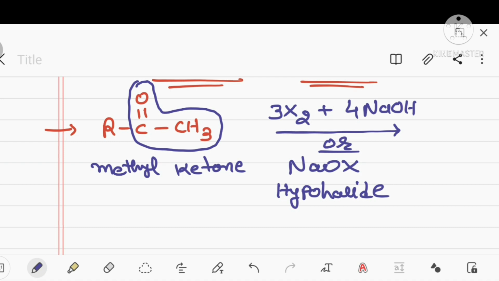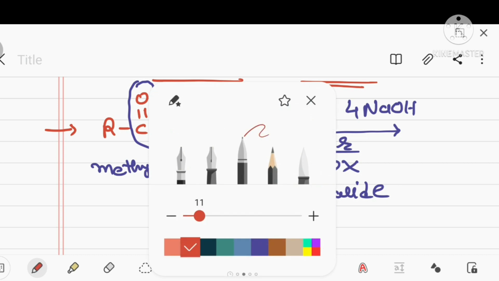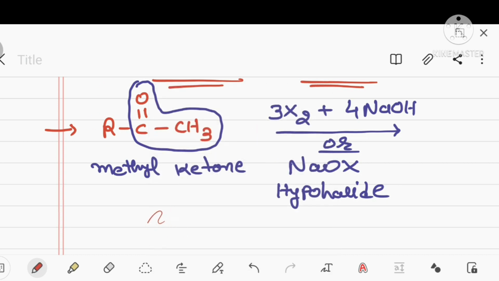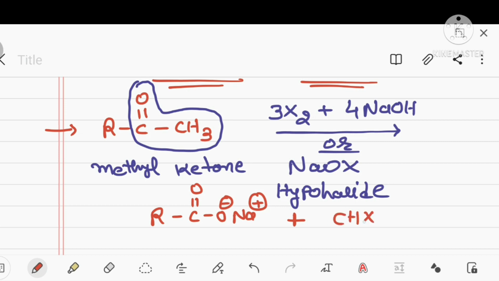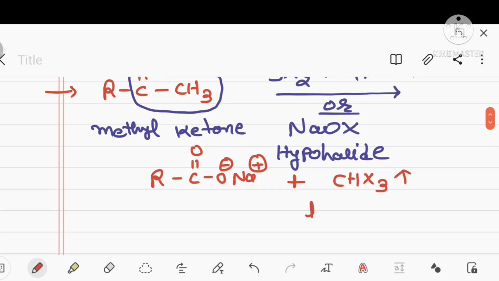So when the methyl keto group reacts with halogen and NaOH, we will get this kind of compound. This part is actually oxidized, and we will get C double bond O, the salt of the acid, and another product, CHX3. So it is, we can say, haloform.